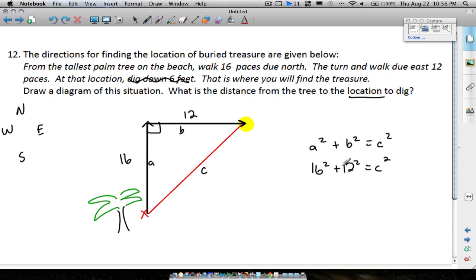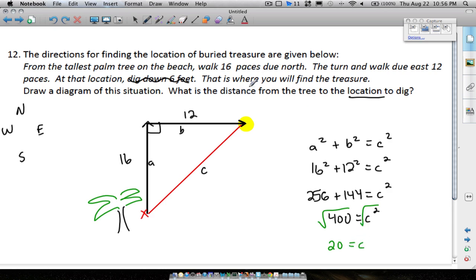Alright, so doing that, 16 squared is 256. 12 squared is 144. This is equal to c squared. 256 plus 144 is 400. This is equal to c squared. Now, it is not 400 paces from the palm tree to the location where we need to dig. Remember, the opposite of squaring something is to take the square root, and the square root of 400 is 20.